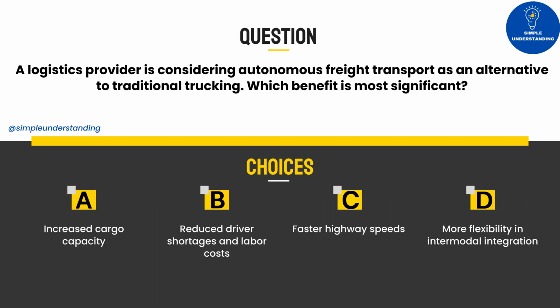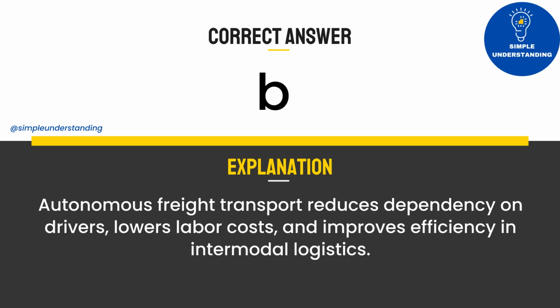8. A logistics provider is considering autonomous freight transport as an alternative to traditional trucking. Which benefit is most significant? A. Increased cargo capacity. B. Reduced driver shortages and labor costs. C. Faster highway speeds. D. More flexibility in intermodal integration. Correct answer, B. Explanation. Autonomous freight transport reduces dependency on drivers, lowers labor costs, and improves efficiency in intermodal logistics.